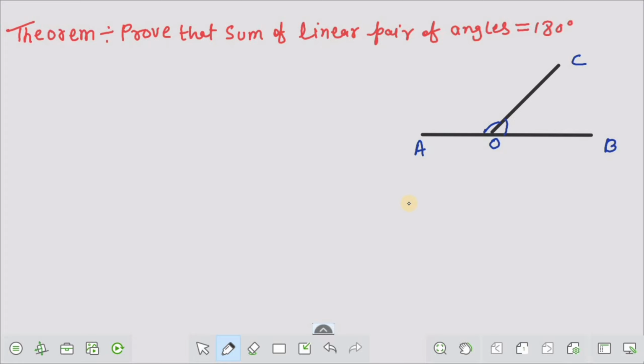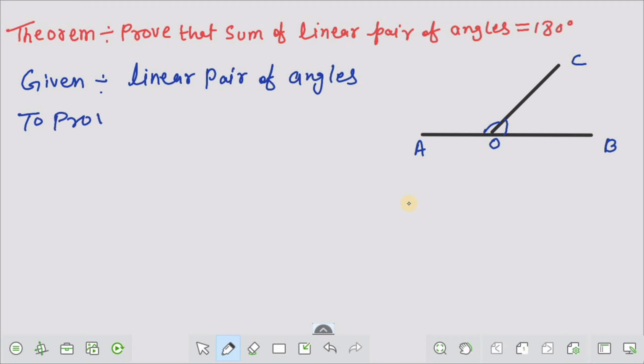So first of all we will write here what is given in the theorem: a linear pair of angles. It is given in the theorem. Now, to prove: what we have to prove is that angle AOC plus angle COB is equal to 180 degrees.